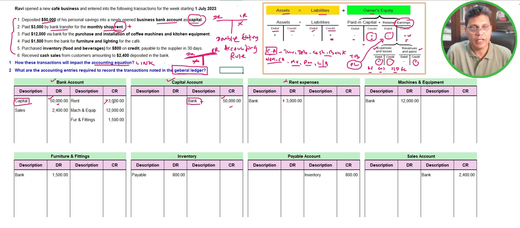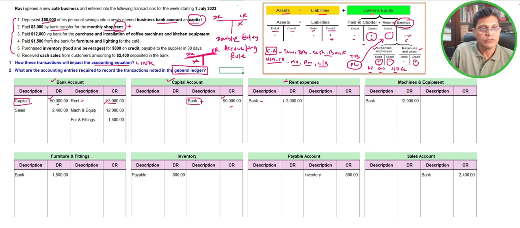It reduced the asset balance, the bank balance, so you credit. Any decrease in asset should be credited, so therefore you credit here. Any increase in asset or expenses should be debited, so you debit the rent expenses, and the account name should be the bank. The account to which this amount is credited is the bank account, so you specify the bank account, and here the rent expense account should be mentioned.